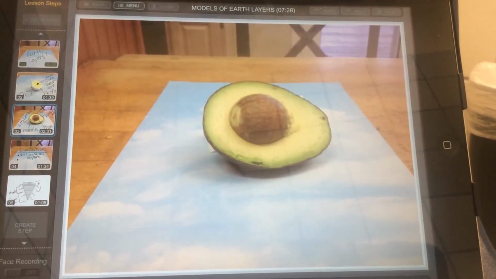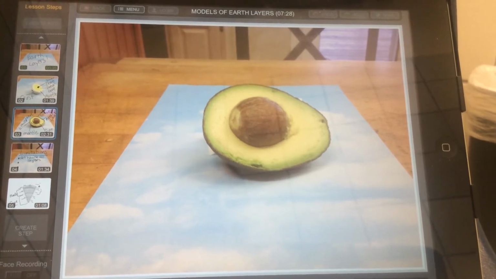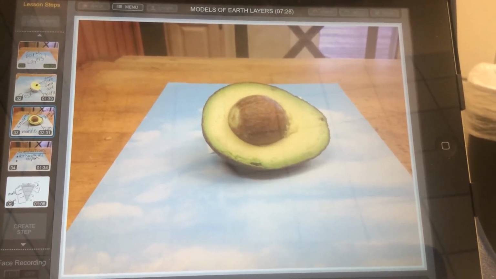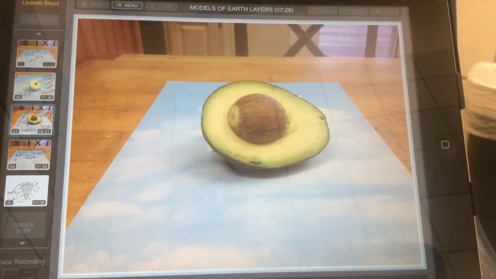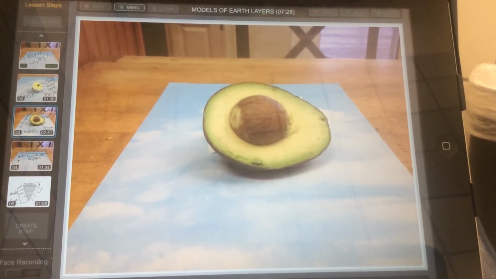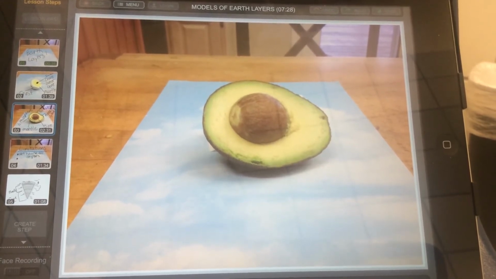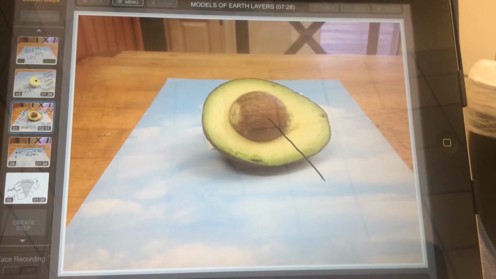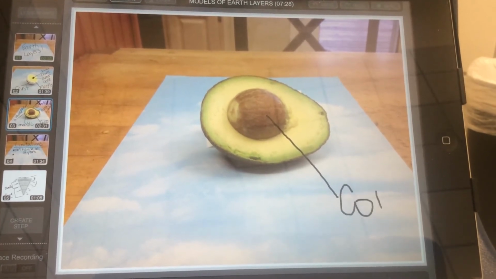And here you can see that we have an avocado. I like this model a little bit better than the egg. I don't know why, maybe because it tastes better. Anyway, okay, so let's start at the inside of the avocado. You have the seed. So the seed, of course, would represent the core.